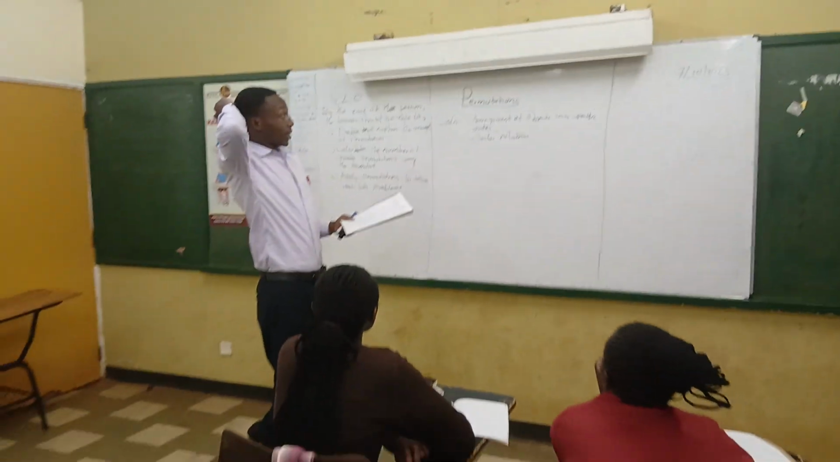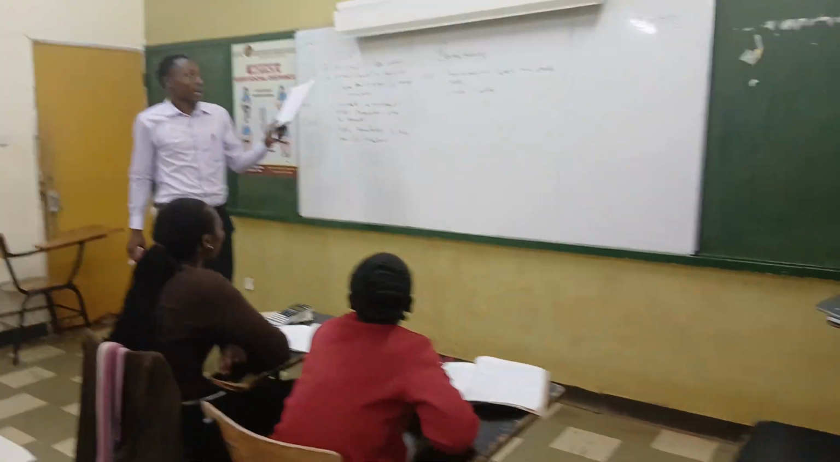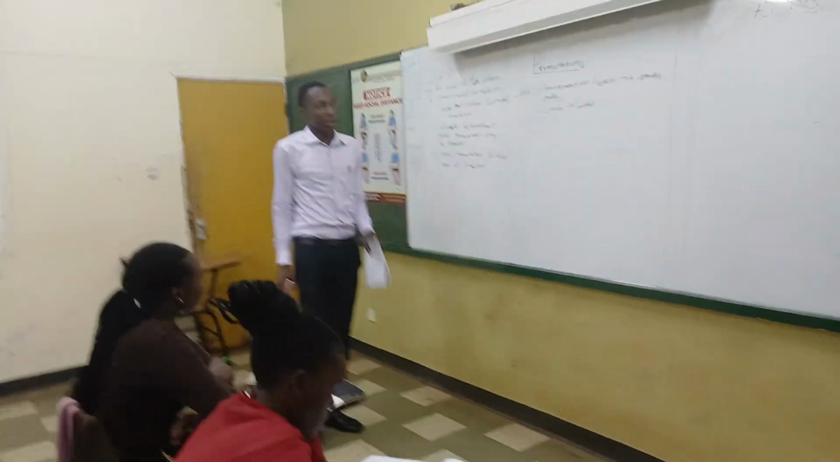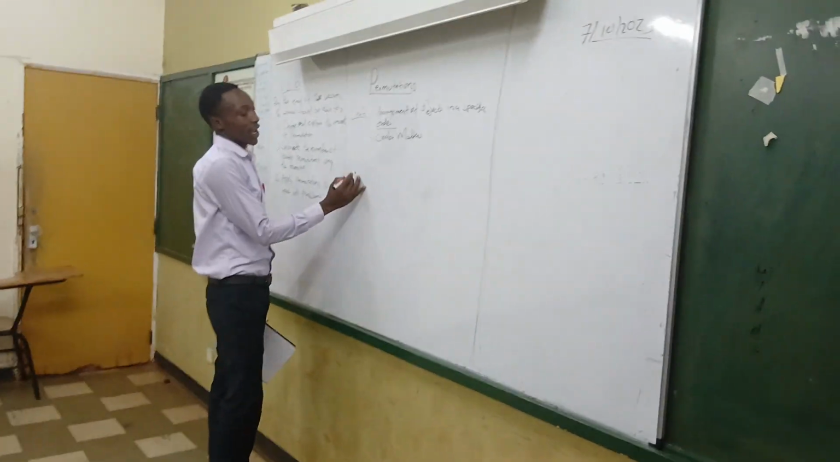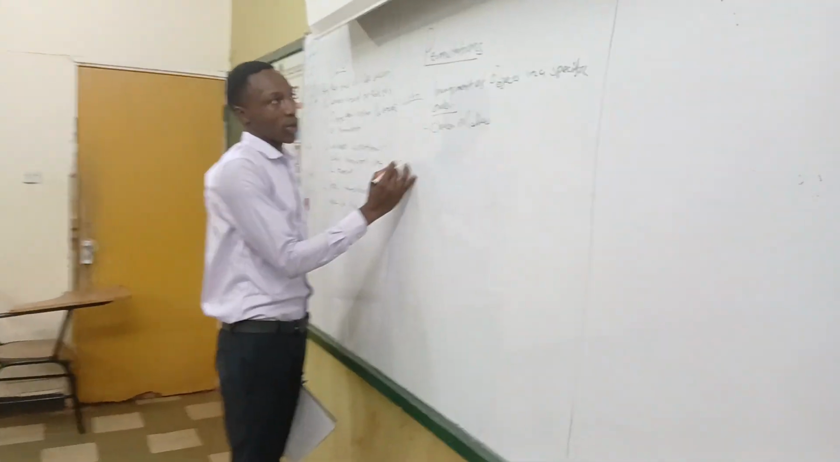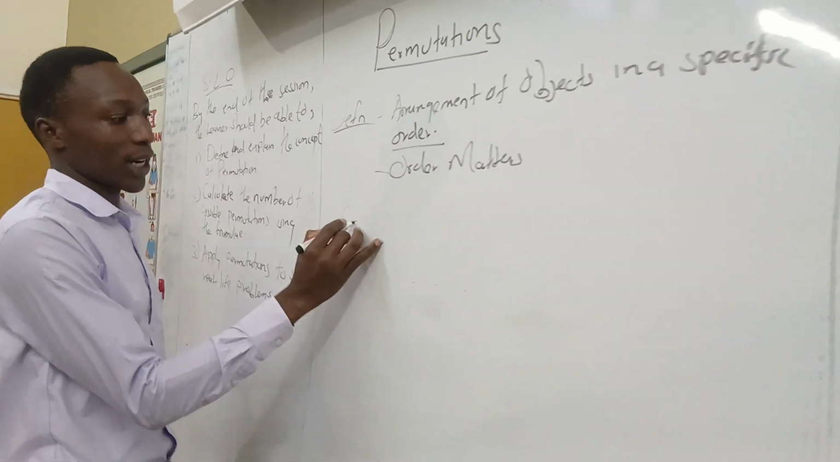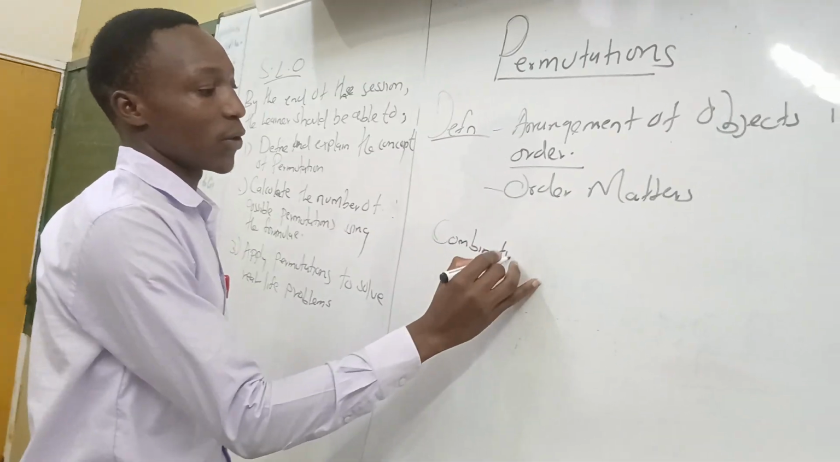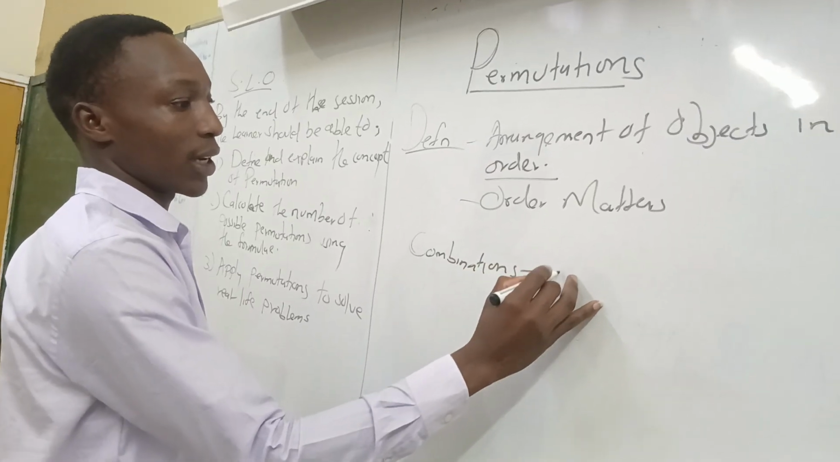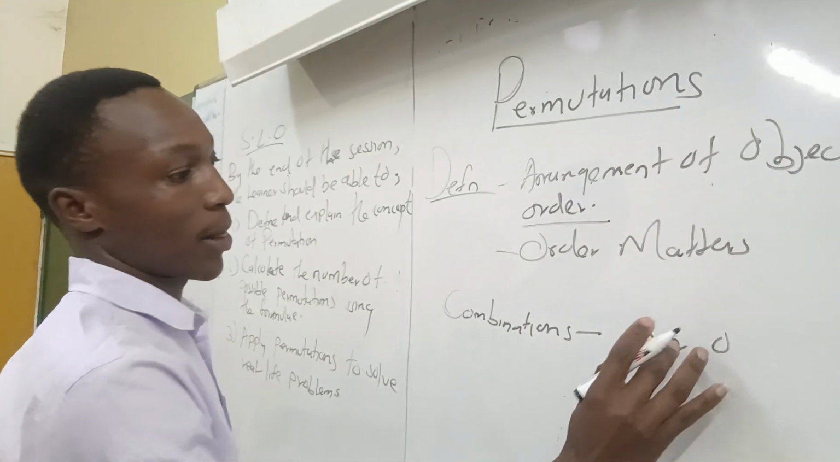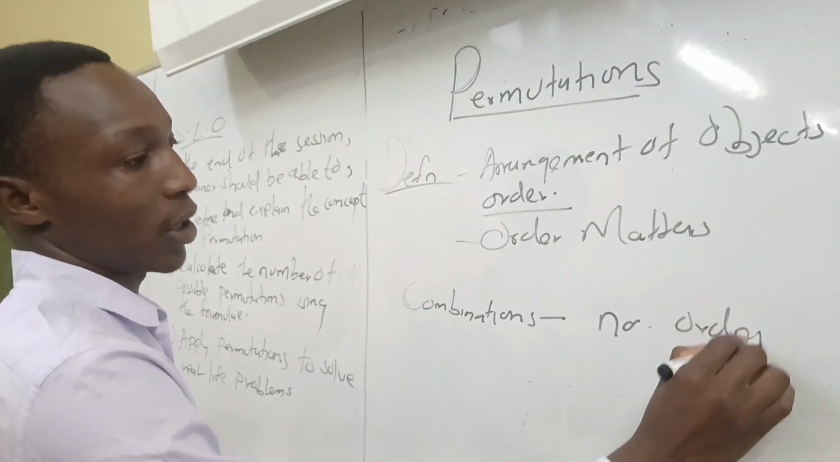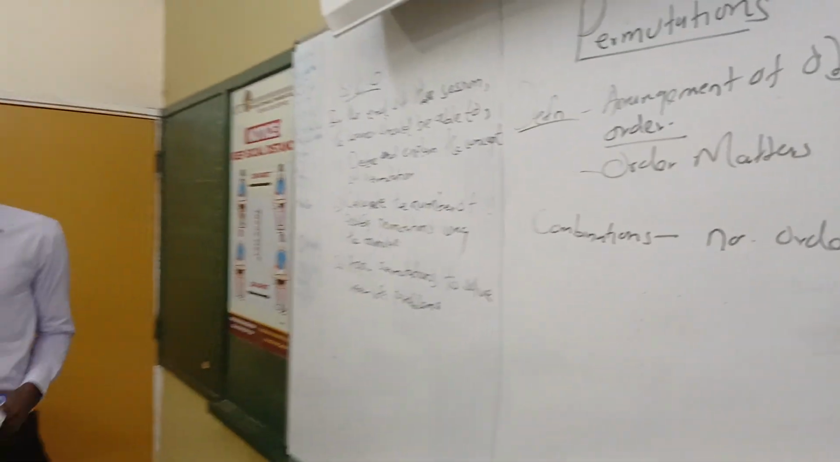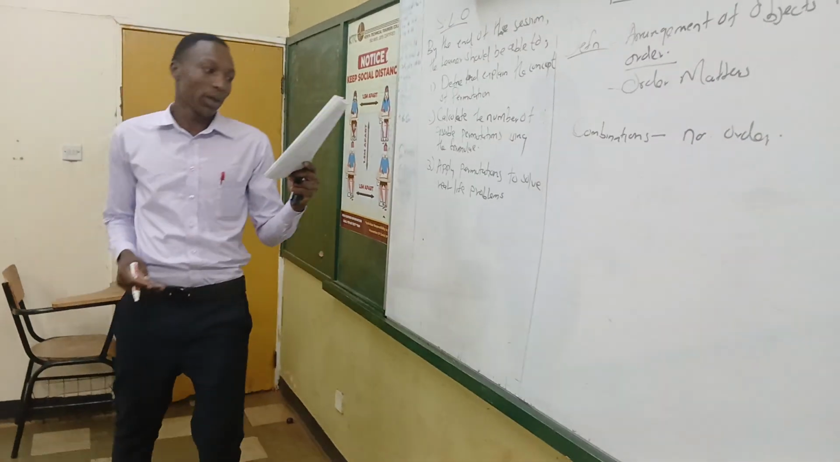You will look at another term, the opposite of permutation, which we call combination. But this one is for another class. For combination, no order is followed, while for permutation, we strictly follow an order.